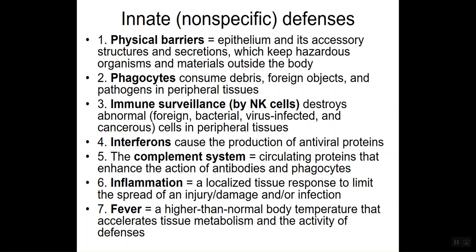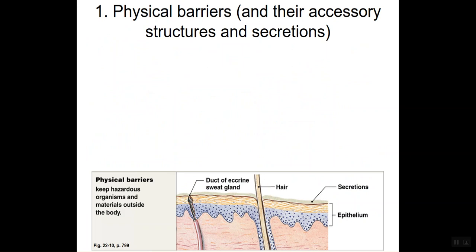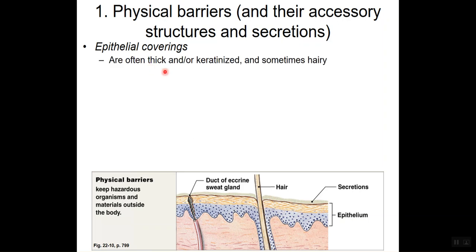So let's start with physical barriers. And of course, things that are associated with those barriers and things that are secreted from those barriers. The main barrier is just a nice, intact epithelium. So some epithelial tissues are thicker, such as a stratified squamous epithelium. Your skin is a keratinized stratified squamous epithelium. Your skin often will also have hair at the surface, so that's an additional barrier.